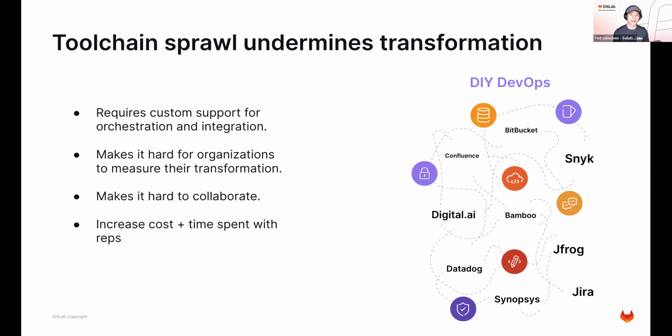Now, this often undermines transformation, as it requires a lot of additional support for creating and maintaining integration and orchestration. Measuring transformation also becomes difficult across all of these different tools. Collaboration becomes difficult, as there isn't a single platform to collaborate on, but requires switching between tools. And finally, it also increases costs and time spent with reps.